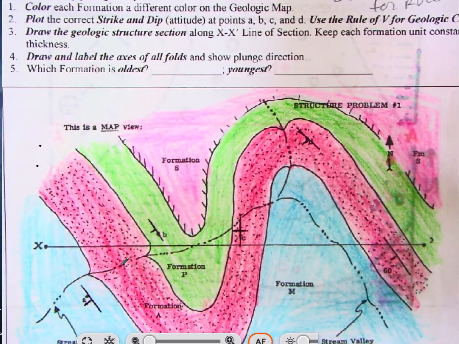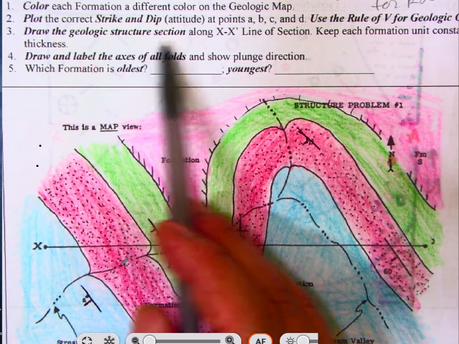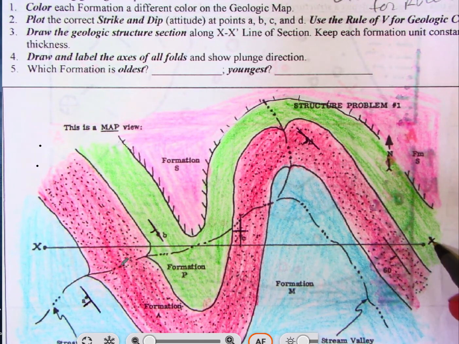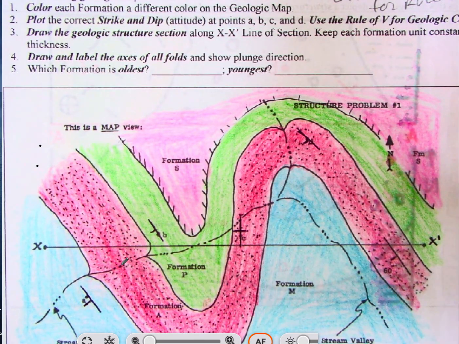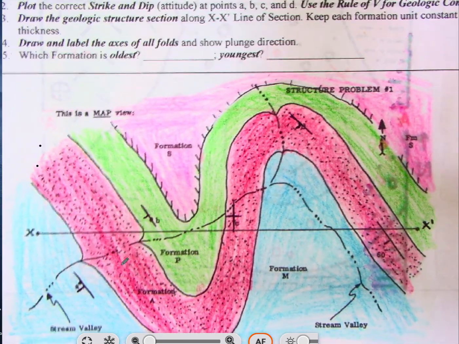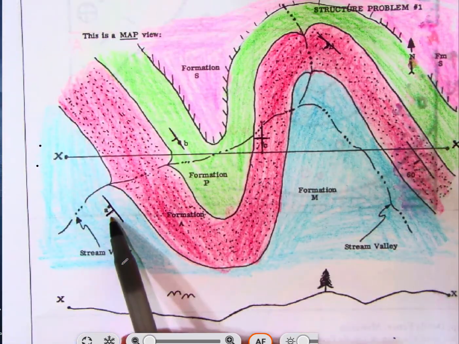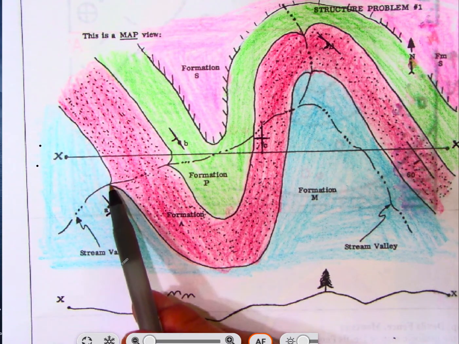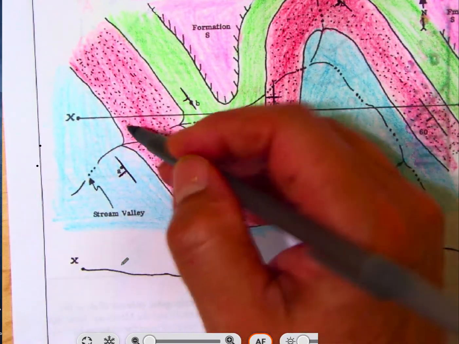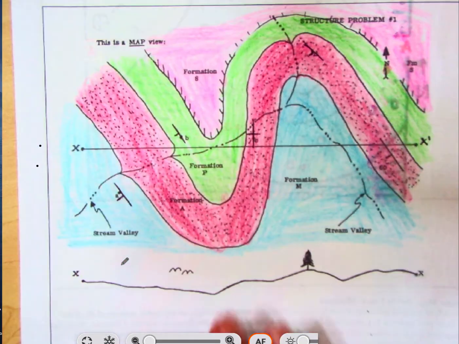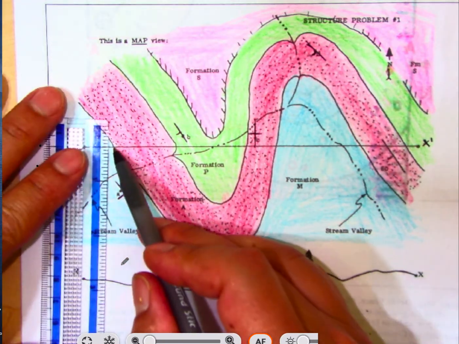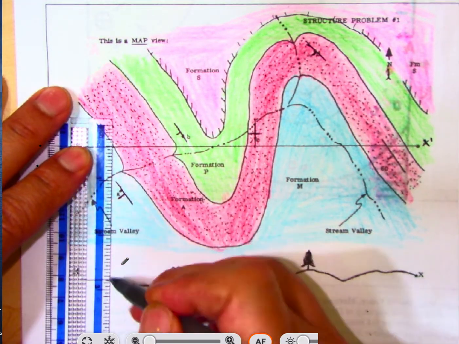Now number 3, we want to draw the structure section along this x to x prime. This got cut off here; this is x prime over here. And we want to keep each formation unit constant thickness. To do this, since we don't have any data for how steeply these are dipping, and I see that these are not very big V's, it tells me that it's going to be relatively steep. So remember, for each of these, wherever a geologic contact crosses your line of section, you want to place a contact.